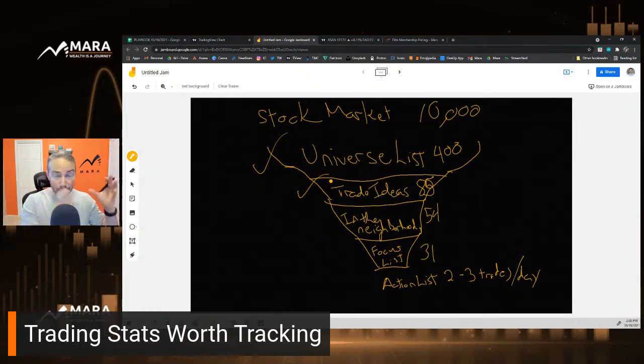Then, once you have your pool of trade ideas, you want to see, well, what's the quality of these? Are they ready right now? And the ones that are ready right now are the focus list. Or are they kind of getting close? And those are the ones that go in the neighborhood. And then you take the focus list, the ones that look really good, and you narrow that down to find the best of the best of the best. And then that is your action list. And yeah, that's it in a nutshell.